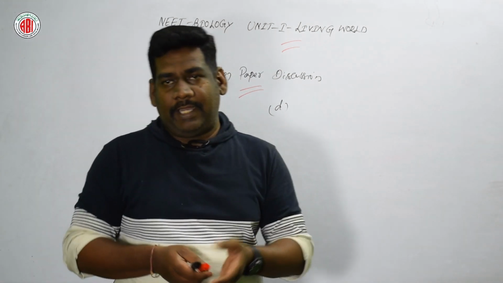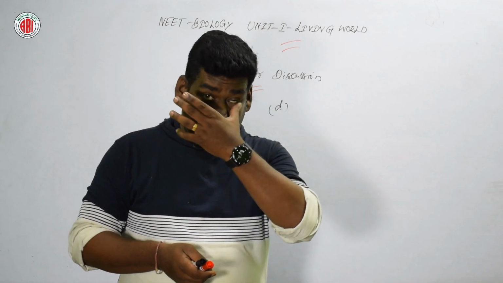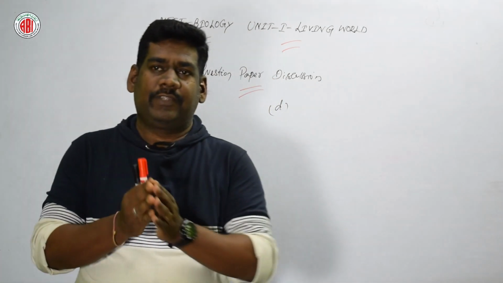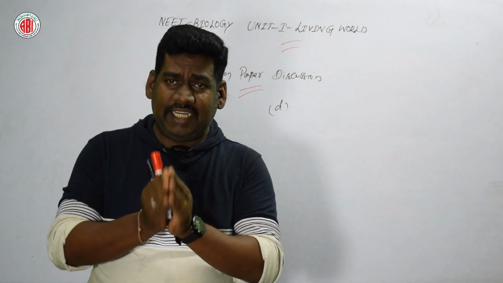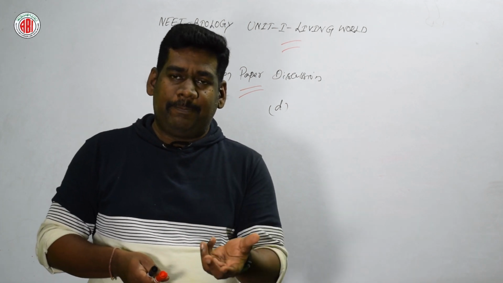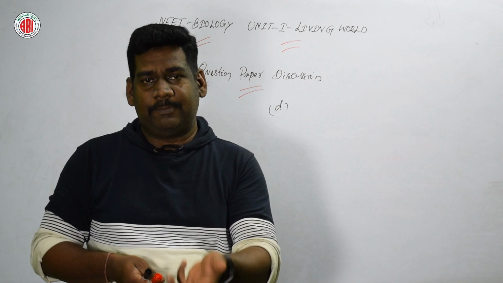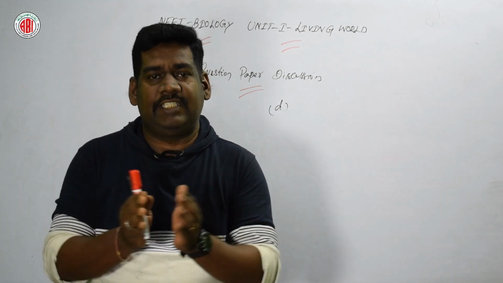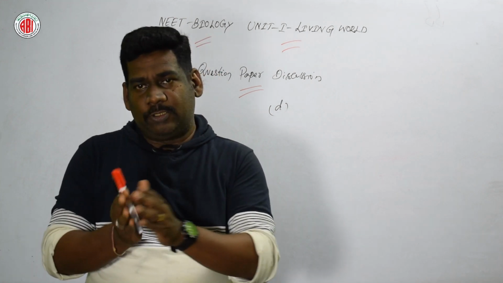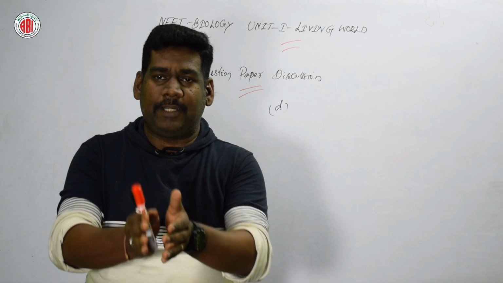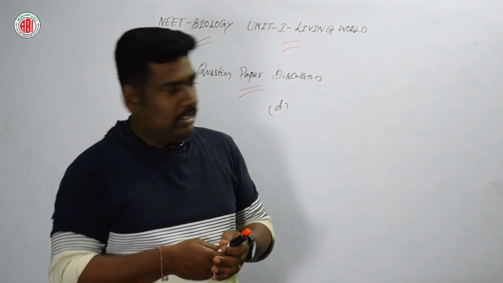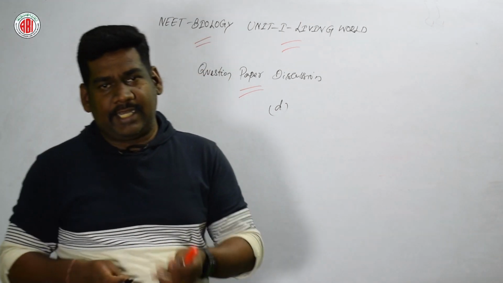Let us see. Binomial nomenclature we know very well, which was proposed by Carolus Linnaeus. According to binomial nomenclature, a scientific name or a biological name which is given to a particular species, it might be a plant species or an animal species, contains 2 major components. They are genus and species. 2 different components are present in a single biological name for a particular species. So according to this, option B is the right answer.